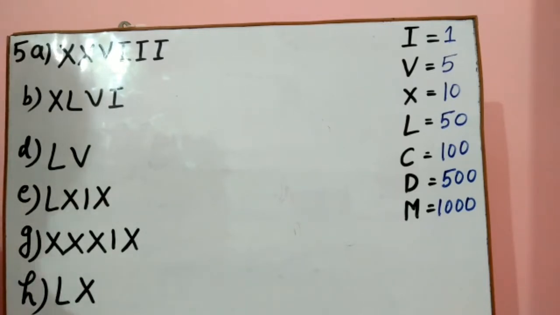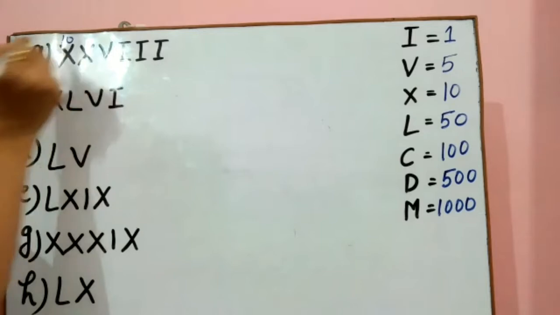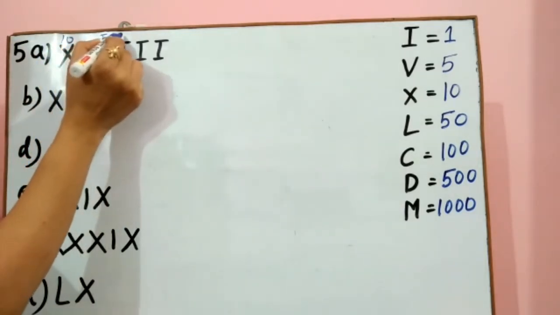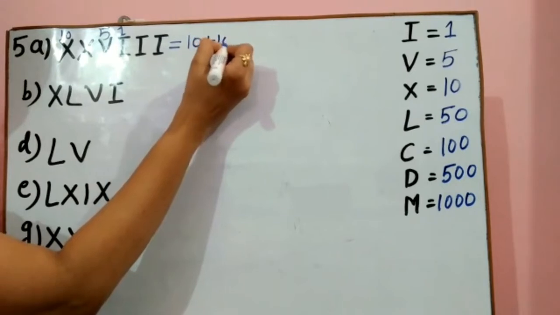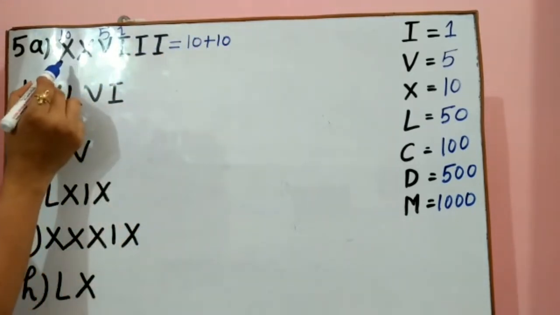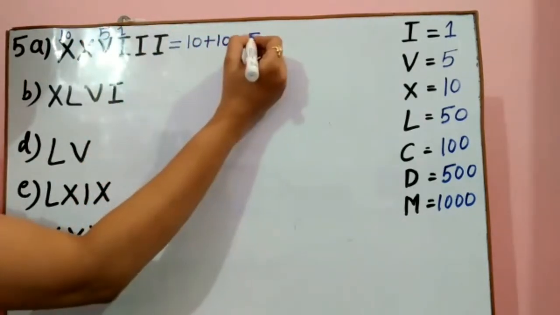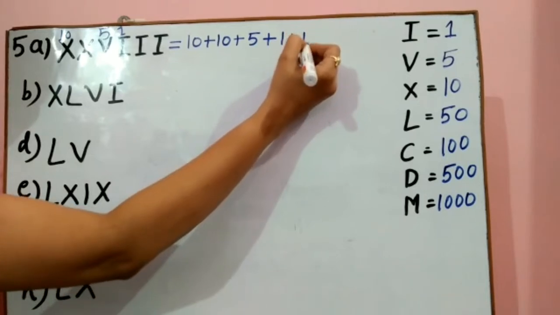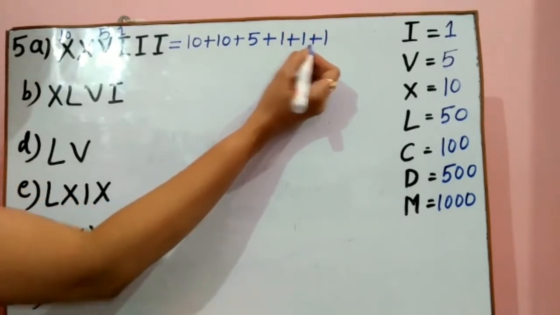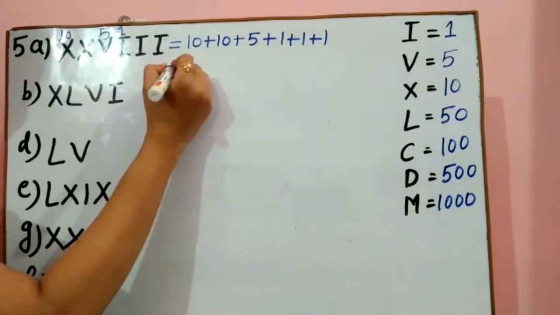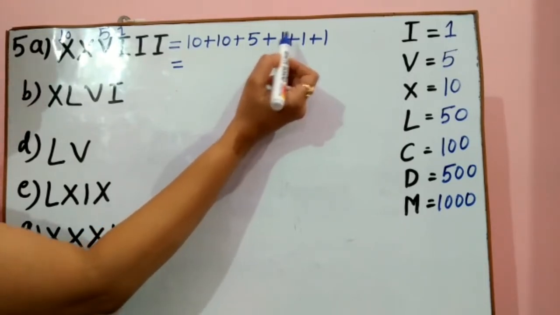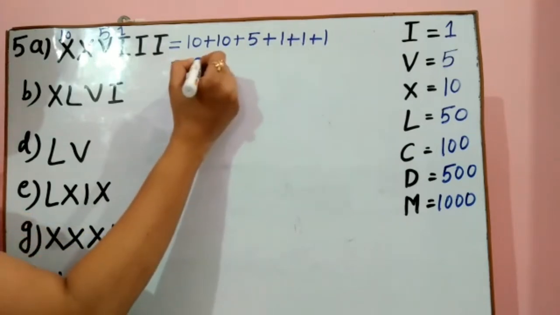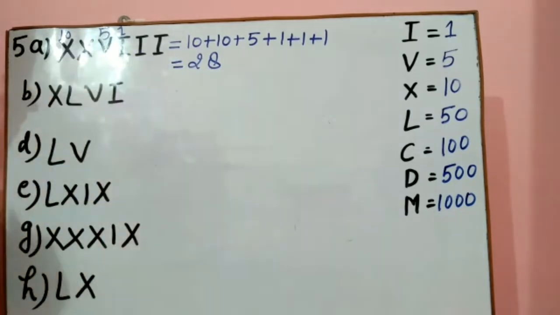A. XXVIII. The value of X is 10, the value of V is 5 and the value of I is 1. Equal to 10 plus 10. We will write 10 two times because X is 2 times, plus 5 plus 1 plus 1 plus 1. We will write 1 three times because I is 3 times. That is equal to 10 plus 10, 20 plus 5, 25 plus 1, 26 plus 1, 27 and plus 1, 28. This one is equal to 28.